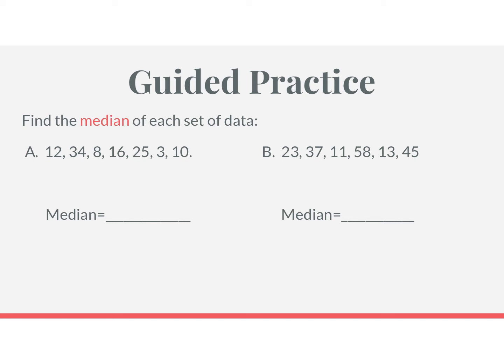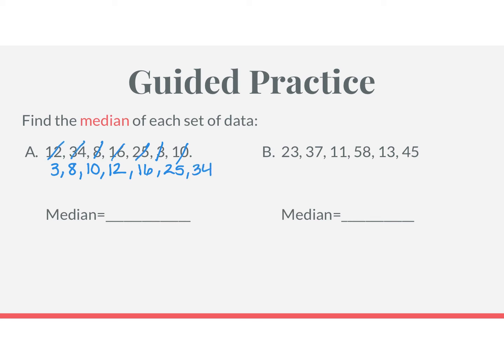So we see our numbers in our first data set and they're out of order. We need to reorder them from least to greatest. So how we can do this is find the smallest number, 3, and then cross it out to know that we've already used it. Then I can find my next smallest number, 8, cross it out, then 10, 12, 16, 25, and 34.